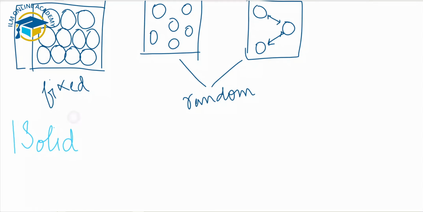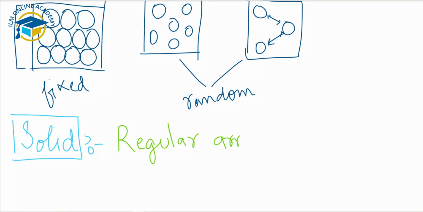First we'll discuss the solids. Solids have a fixed and regular arrangement of the particles. The particles that are present here have a regular arrangement, and the particles just vibrate at their fixed positions. They only vibrate at their fixed positions. They cannot be compressed, and these are the important properties related to the solid.